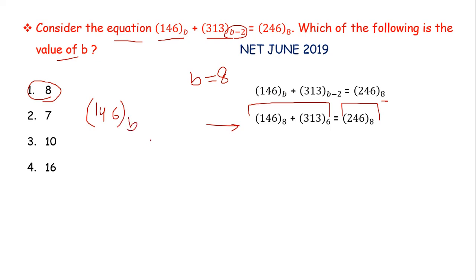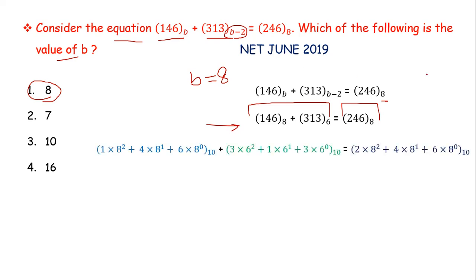Then the correct way to convert it into decimal will be b raised to the power 0 into the unit digit, plus b raised to the power 1 into 4, plus b raised to the power 2 into 1. We all are very familiar with how to convert one base into another base. So we will convert both sides into base 10.